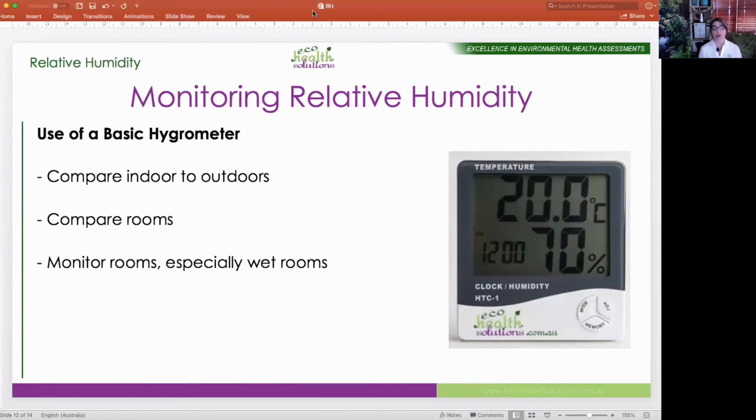You can use the hygrometer to compare different rooms and see what's happening with regards to moisture, and also to monitor rooms, especially wet rooms. I think bathrooms are one really great area, as well as the laundry. When you are using the dryer, for instance, you can see how those levels skyrocket. So it's a really great way for you to monitor what's going on and make decisions about how you're going to use your space and how you're going to ventilate.